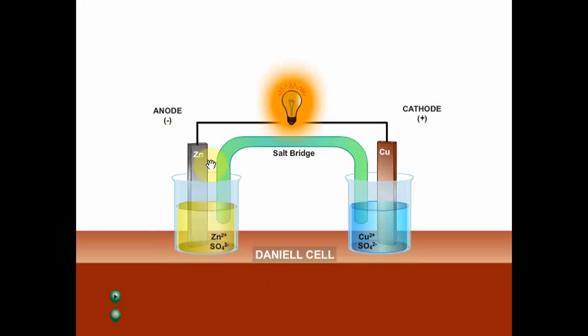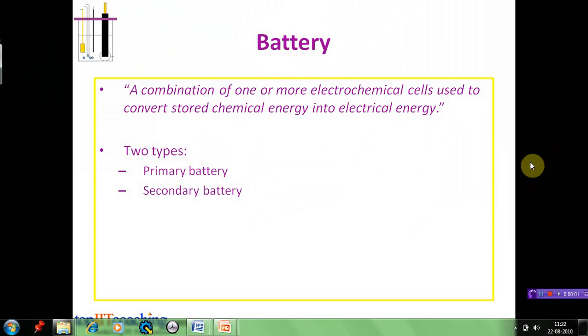This is a simple schematic representation of Daniell cell, in which the anode is made up of zinc dipped in zinc sulfate solution, and there is a copper cathode which is dipped in copper sulfate solution. The zinc at the electrode breaks into zinc ion and liberates two electrons, which then travel to the other side, that is the cathode, and combine with the copper ion in the solution to deposit copper on the electrode.